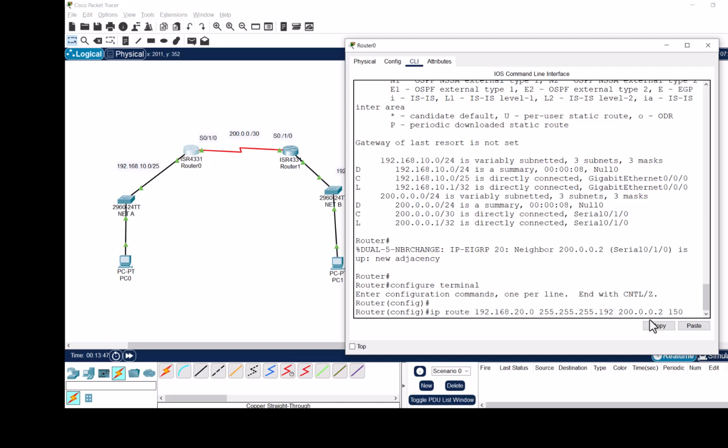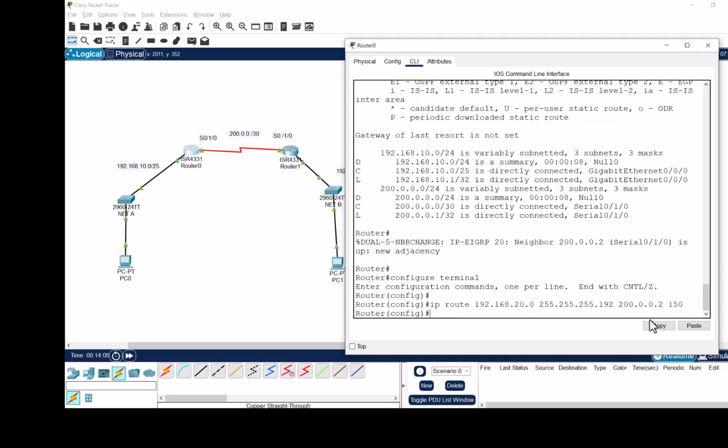So high administrative distance means this is not going to be used if there is any other route with a lower administrative distance which is available, because I know, and you know now, that the EIGRP administrative distance by default is going to be 90. Press enter. So I gave it this route.